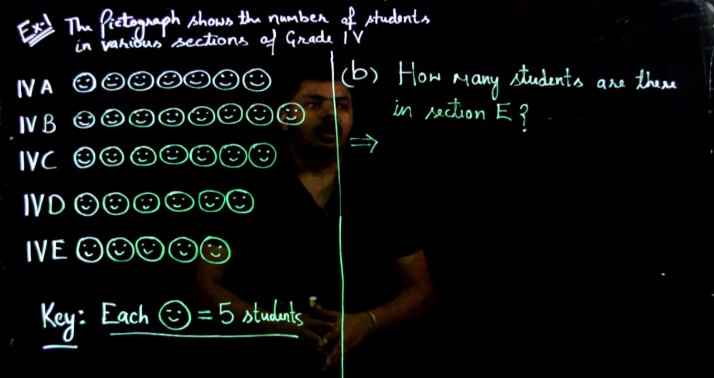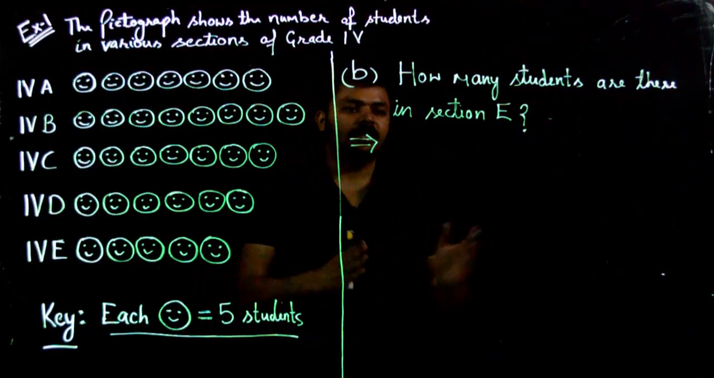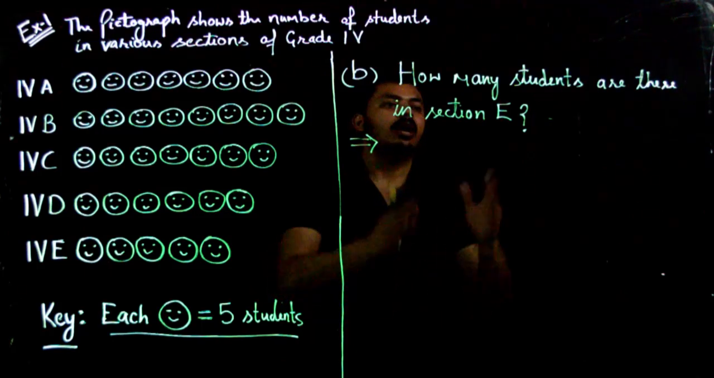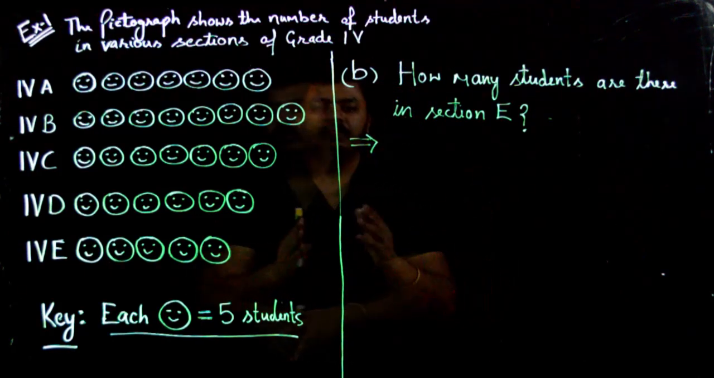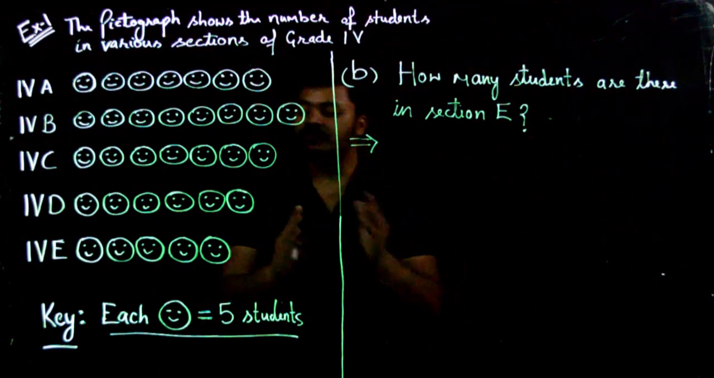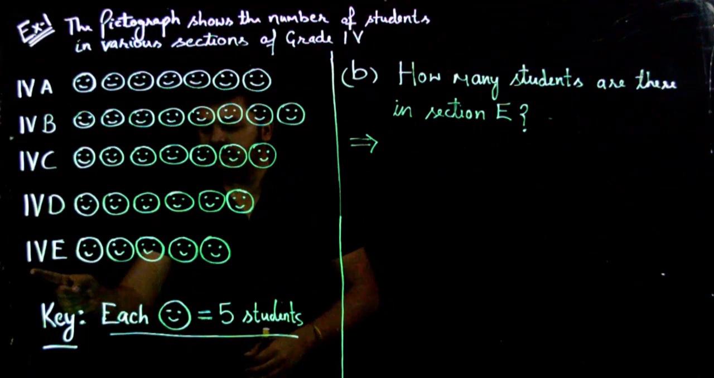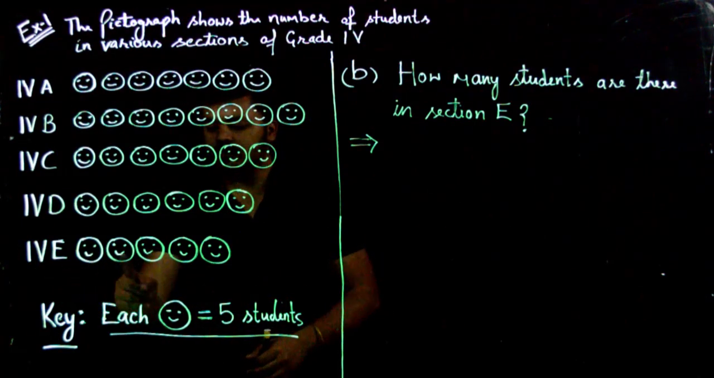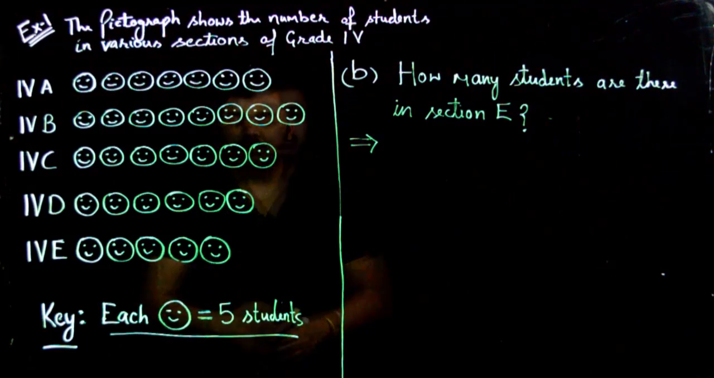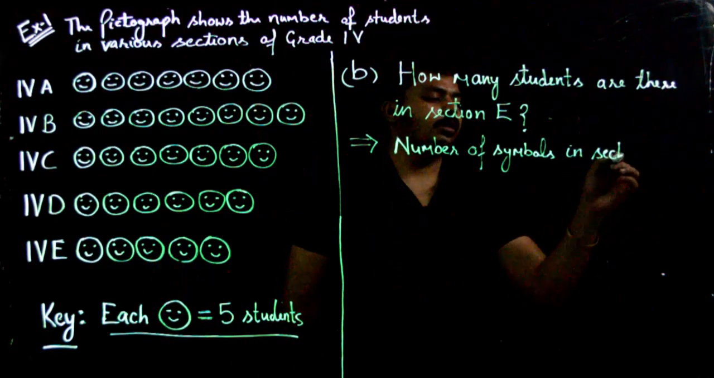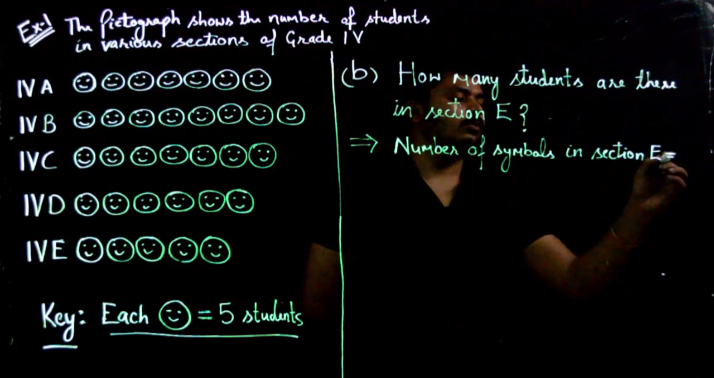Part B, how many students are there in section E? So in section E, to calculate how many students are there, we need to first count the number of symbols in section E. So let's count. It is section E, 1, 2, 3, 4 and 5. So the number of symbols in section E is equal to 5.